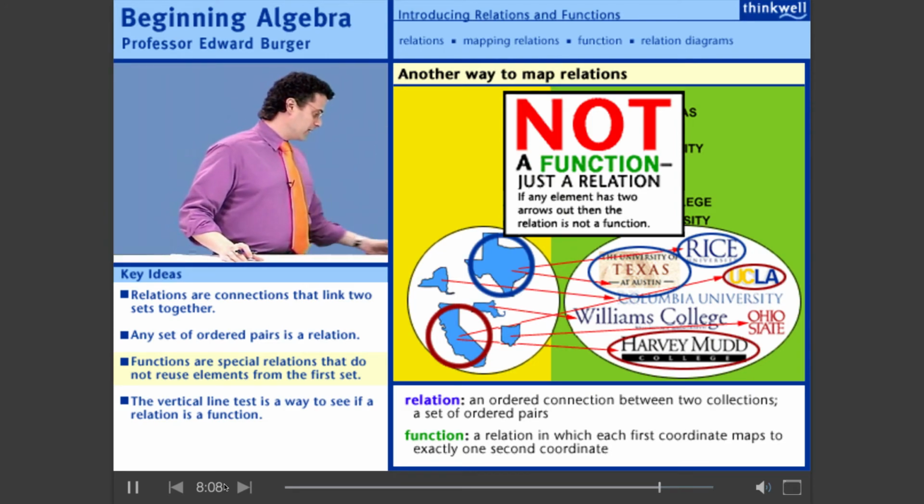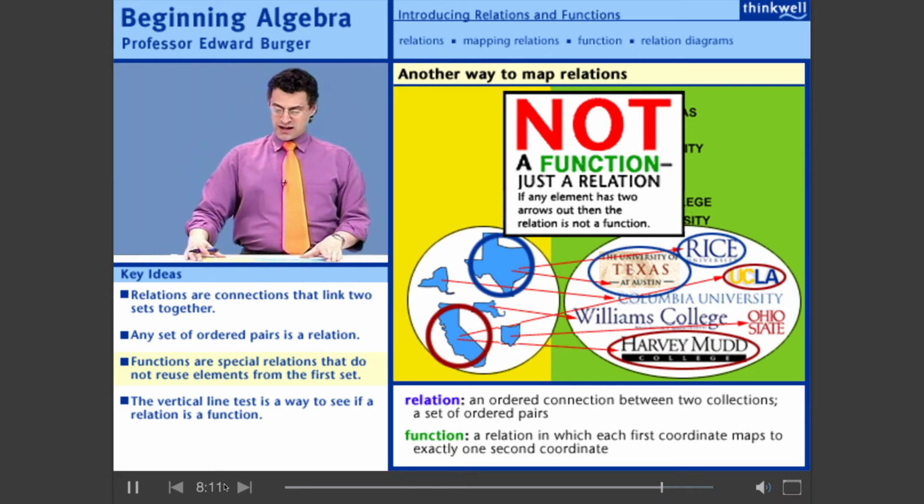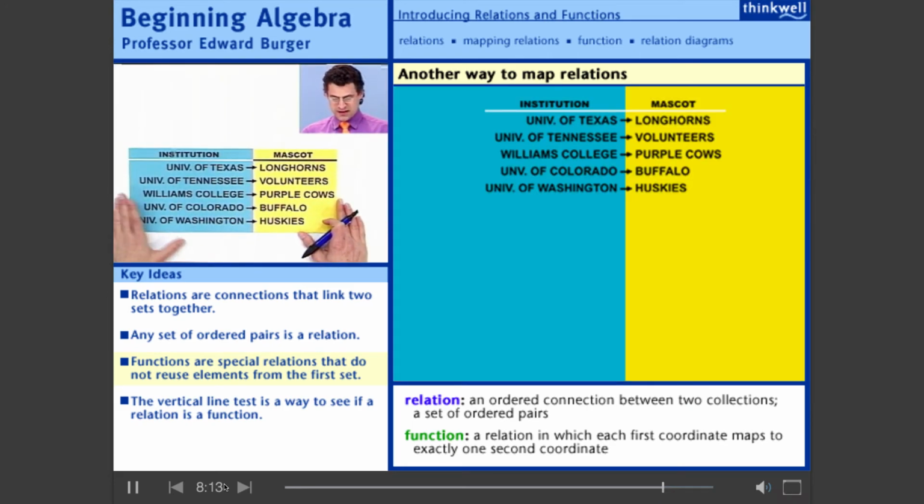One last example. How about this thing? How about institutions and relate them with their mascots? So you have the University of Texas, which are the Longhorns, University of Tennessee, which are the Volunteers, Williams College, they're actually the Ephs, but let's think of them as the Purple Cows, University of Colorado, the Buffaloes, University of Washington, the Huskies. Well, notice that this, in fact, is a function.